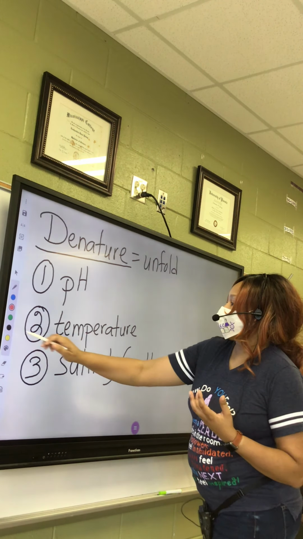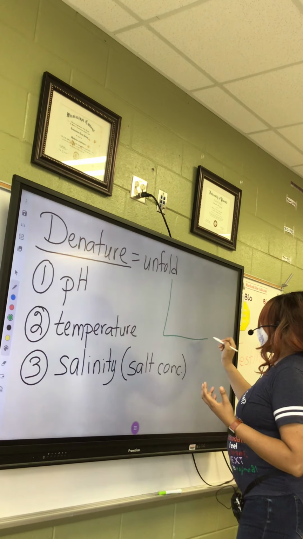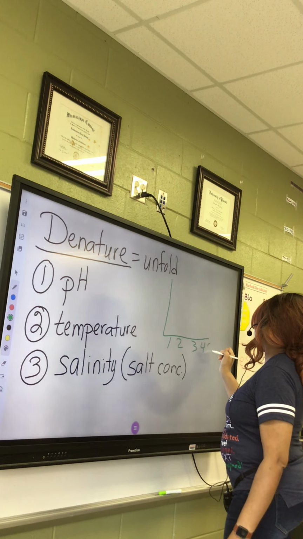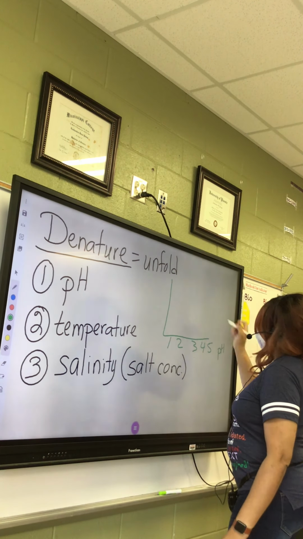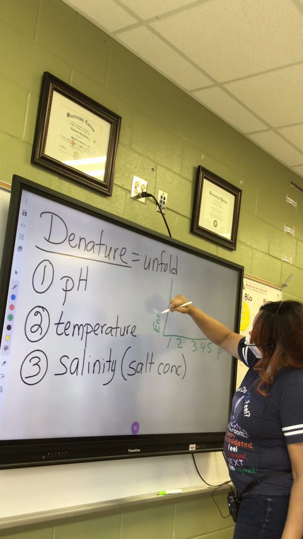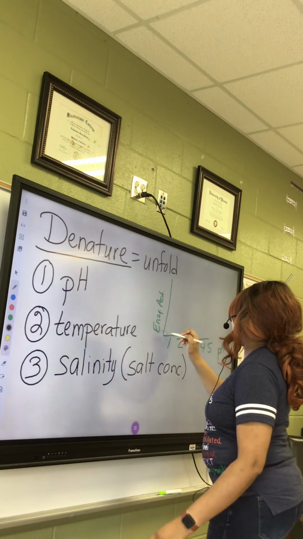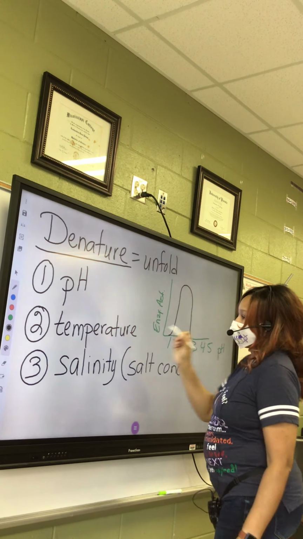So if I have an enzyme, and let's say this is pH, so I'm going to do 1, 2, 3, 4, 5. So this is my pH, and this is my enzyme activity. So let's say the enzyme, I'll put two of them up here.